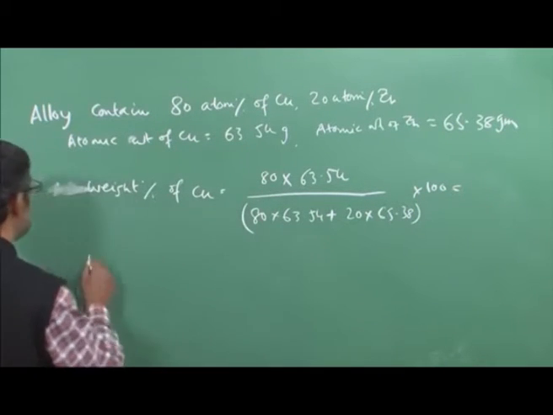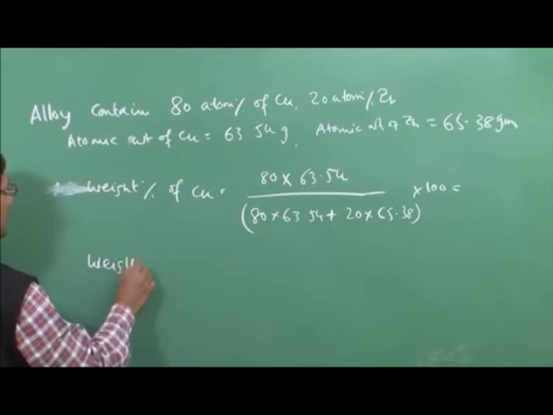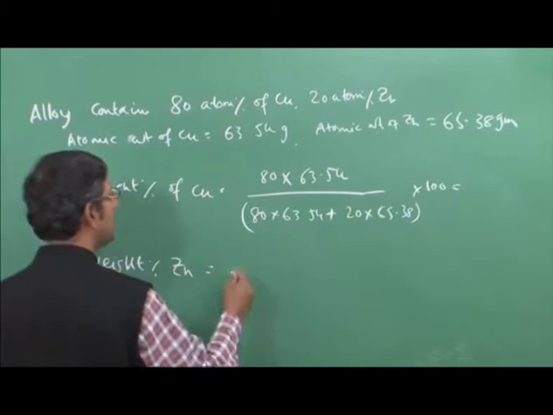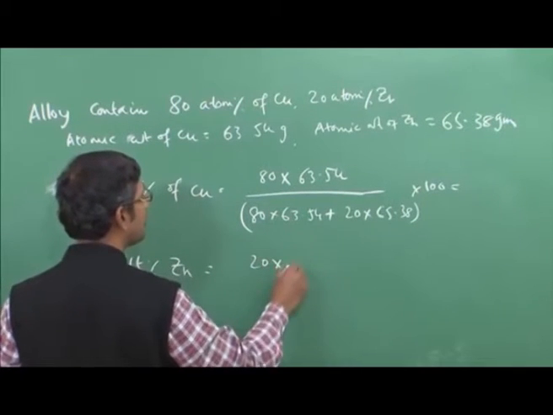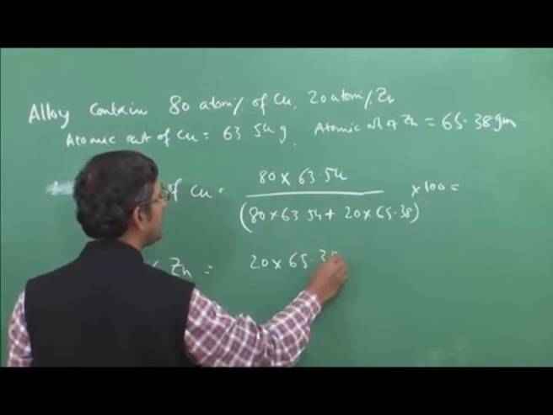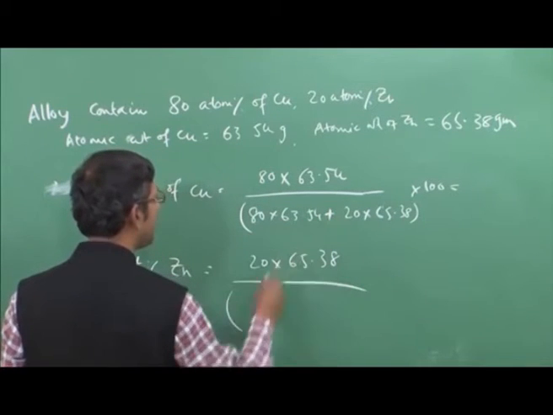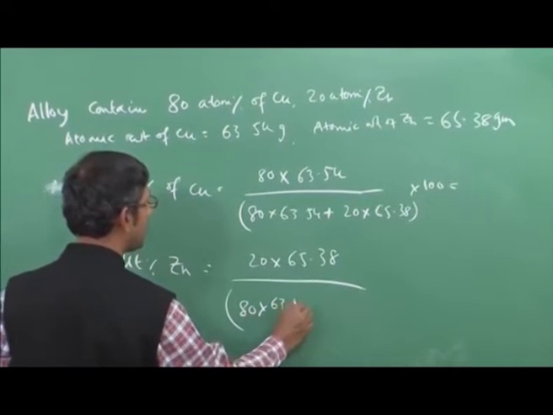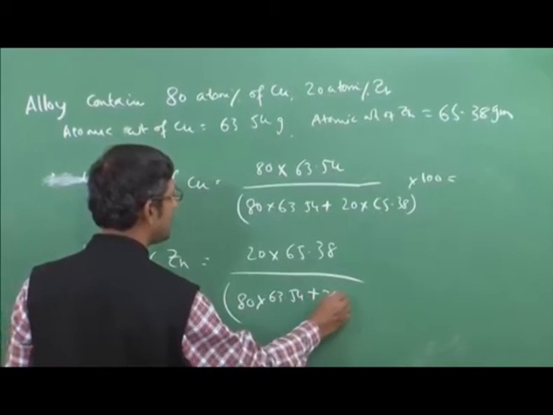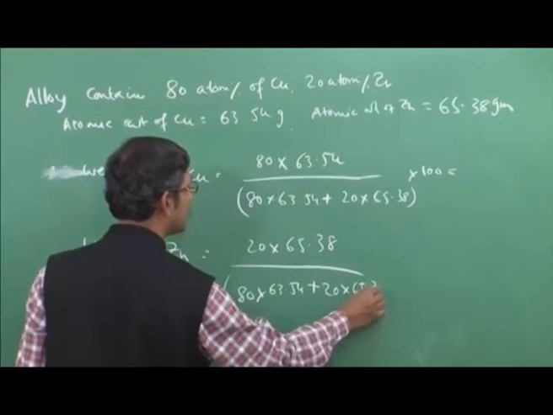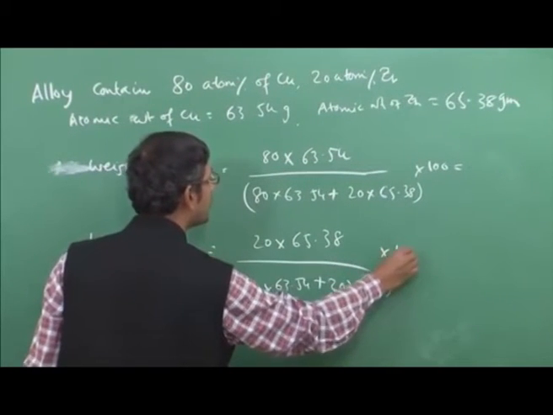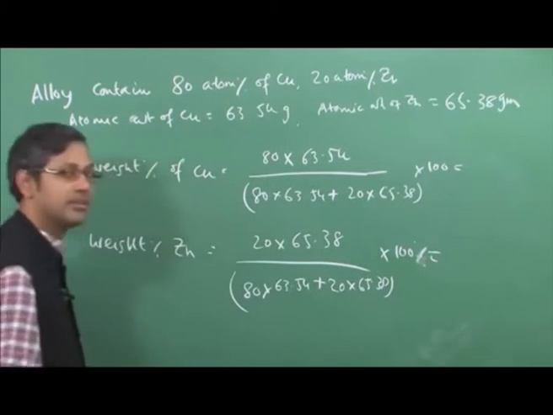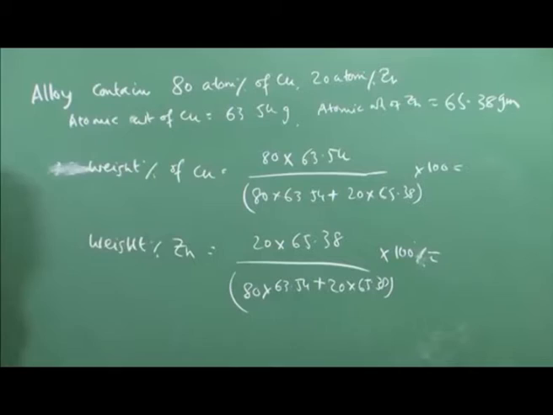Okay. Similarly, the weight percent of zinc is very easy to do. It is 20 into the atomic weight of zinc, 65.38, divided by again the same denominator: 80 into 63.54 plus 20 into 65.38. You can solve this problem yourself. I will give the answer in the next class. That is very easy. Steps are all done. You can solve your problem yourself.